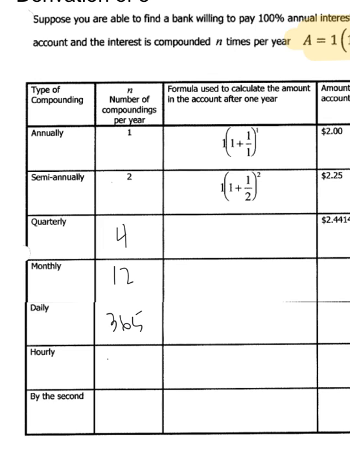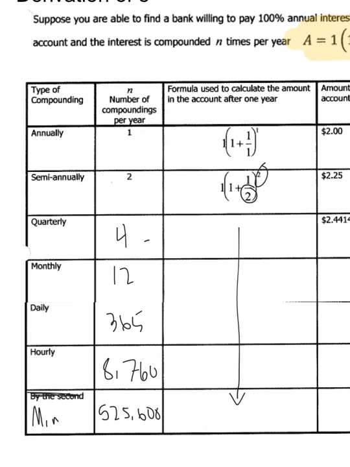hourly was 8,760, and seconds, I actually changed to, if you look in your notes, minutes. I mainly do this because it's easier, and there are 525,600 minutes in a year. I'm not going to go through all these, but you would plug that in every single time, replacing this denominator with your new number. So this one would be 1 plus 1 over 4 to the 4th. So you replace both of those.